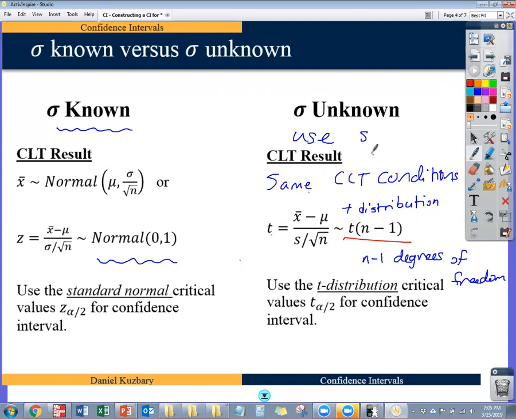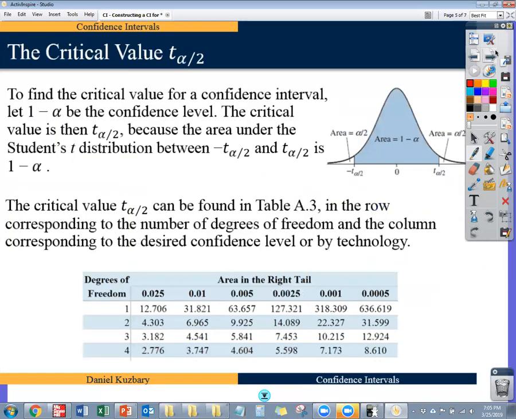So because of this, when we have to use S instead of sigma, because we don't know what sigma is, we're going to use the t-distribution critical values, and we'll denote them like this. So this is new notation. It's the critical values for the t-distribution that we're going to use for the confidence interval. Okay, so the t-distribution critical values work theoretically the same as those with the standard normal.